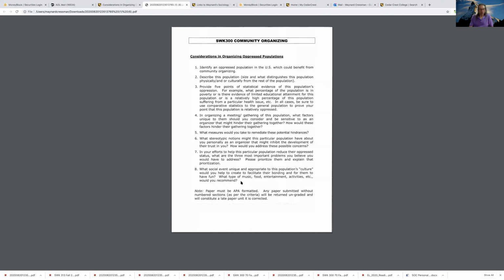Paper must be APA formatted. Any paper submitted without numbered sections, I'll just return it ungraded and it'll constitute a late paper until it's corrected. So give me these numbers so it's easy for me to follow and it's easy for you to stay on point. For number 1, just list the population. Don't explain to me why you picked it. I didn't ask you for that. Just list the population. Keep it simple.